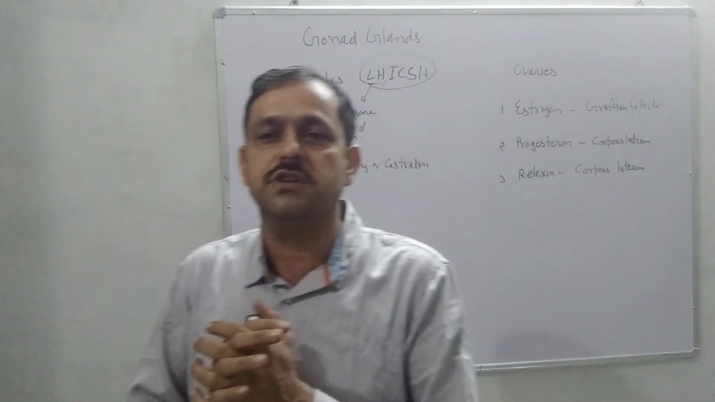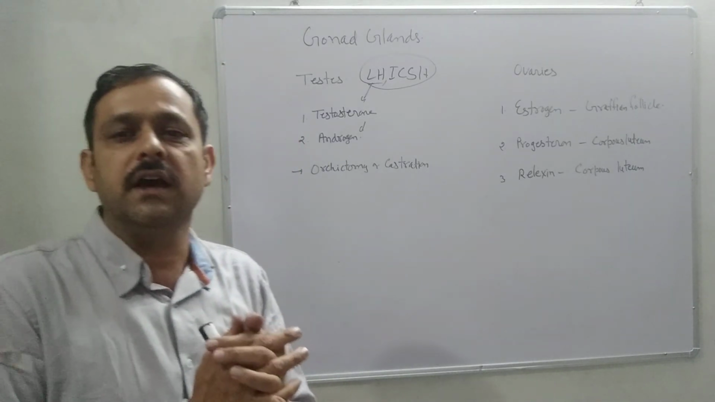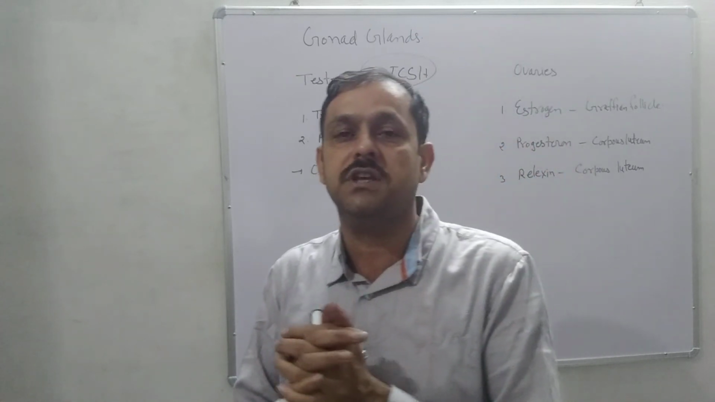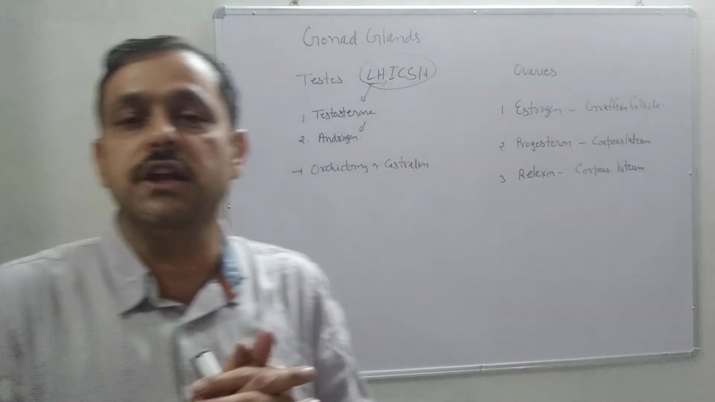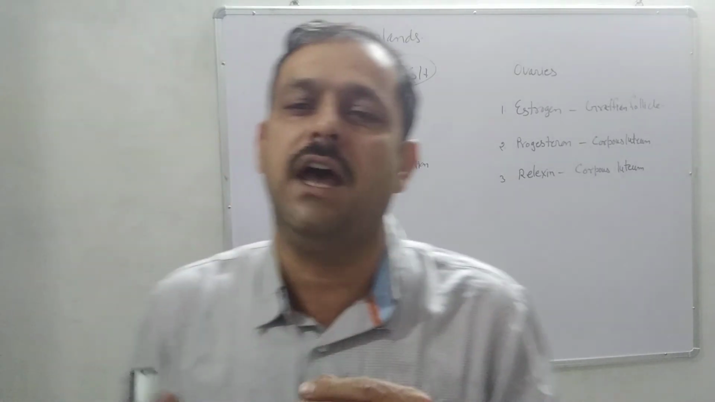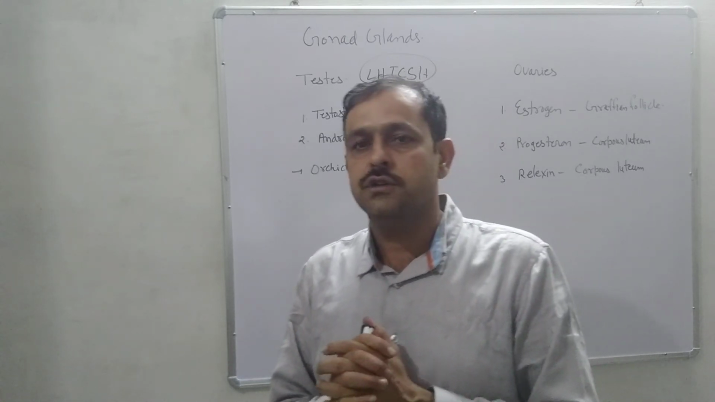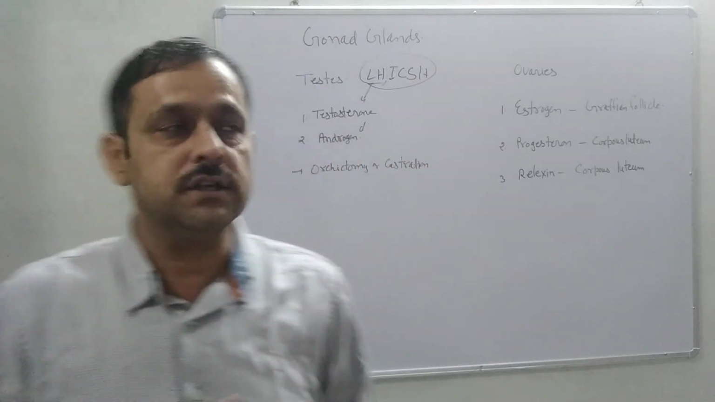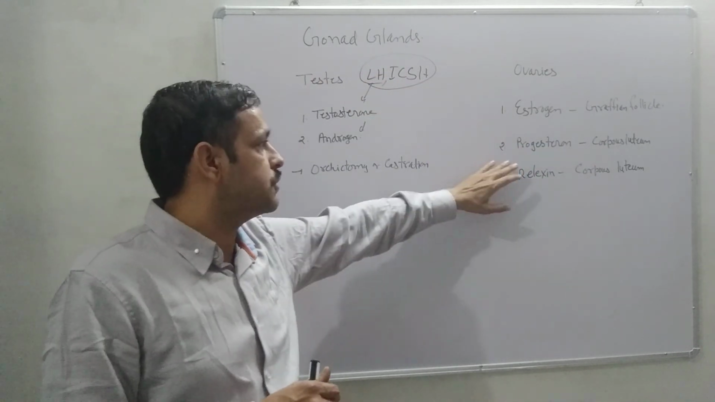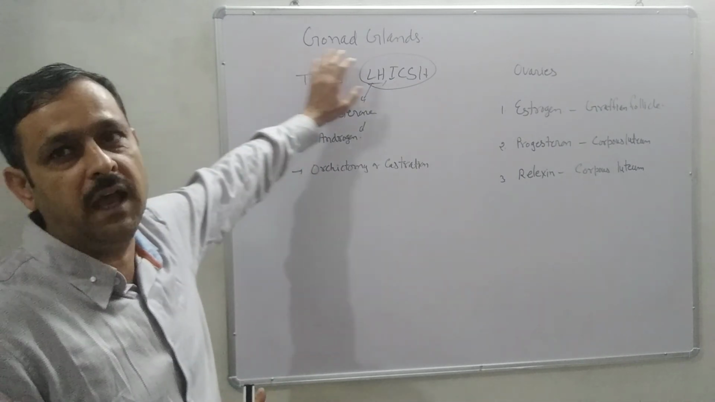Hyposecretion of estrogen hormone leads to decreased development of secondary sexual characters in females and irregular menstrual cycle, and hypersecretion of estrogen hormone leads to irregular menstrual cycle, and a continuously increasing level may lead to danger of cancer also. So these are the glands called gonad glands, and gonad glands secrete estrogen, progesterone and relaxin by the ovaries, testosterone and androgen by the testes.